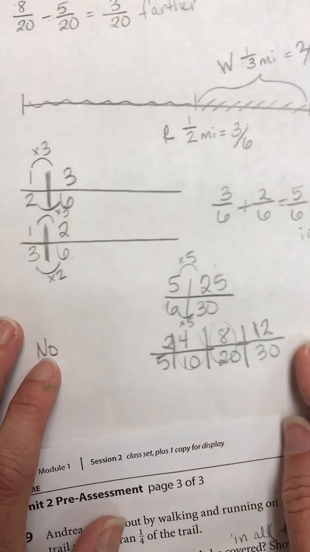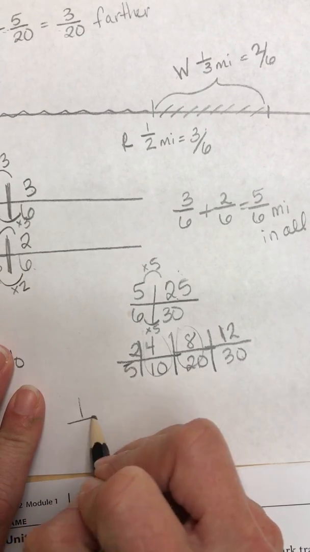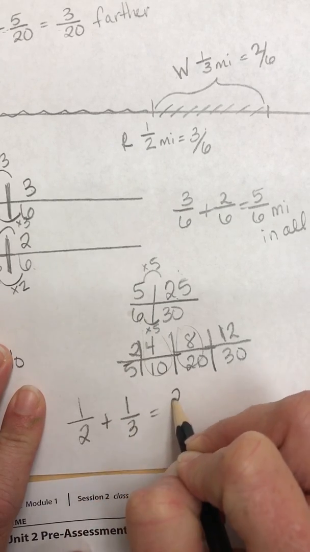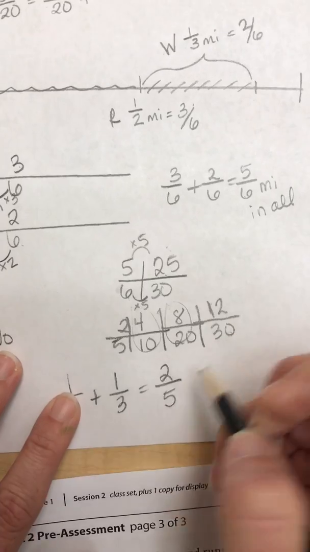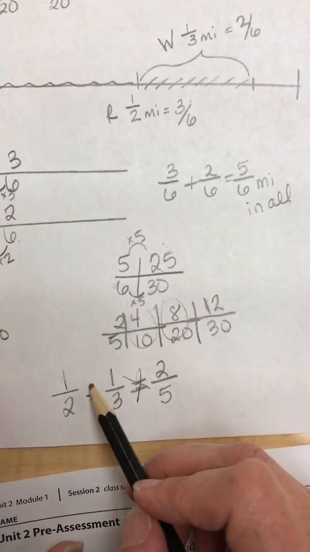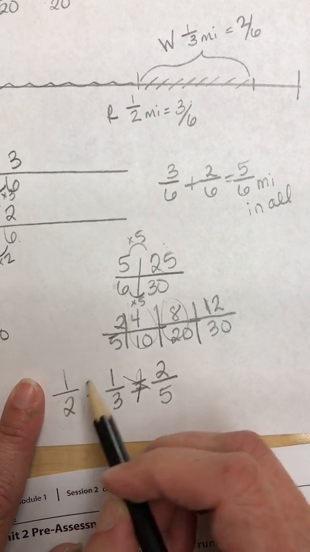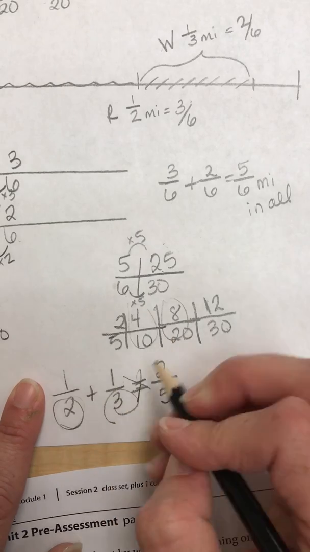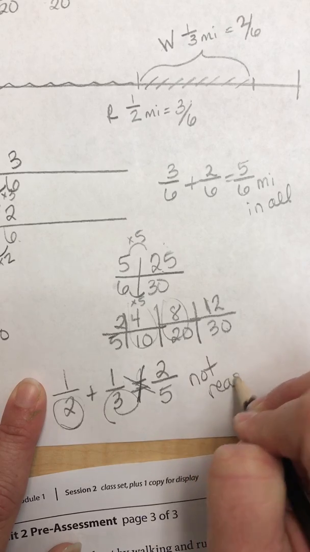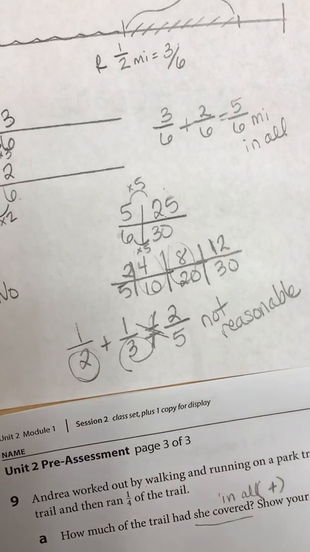And if you look closely, what I think that she might have done, if she got 2/5, I think she took 1/2 plus 1/3, and she added the top and the bottom, which is not how we add fractions. So she added the numerator and the denominator instead of finding a common denominator. So her answer is not reasonable. And that's it for the Unit 2 pre-assessment.